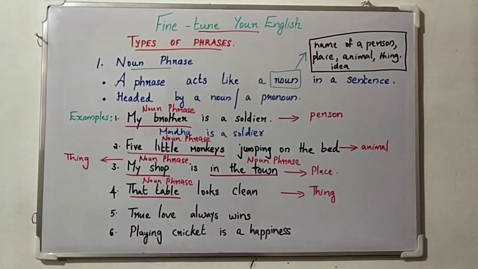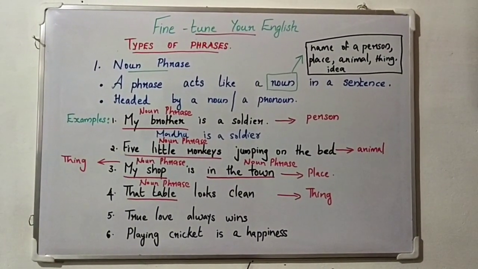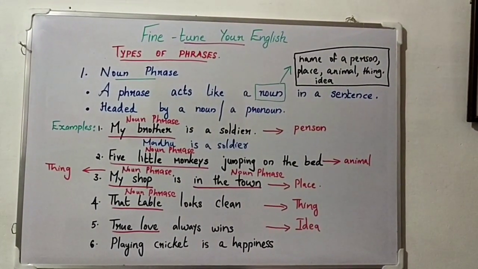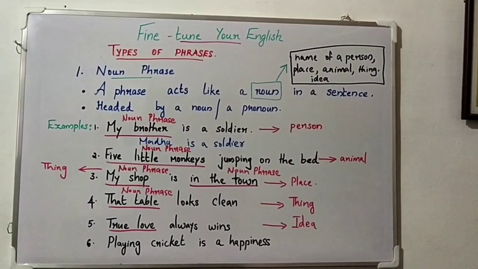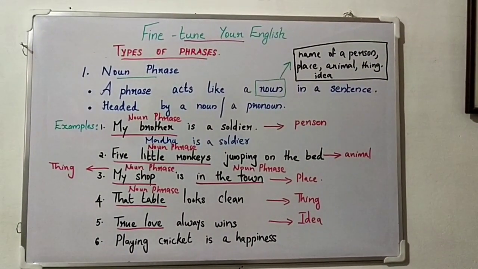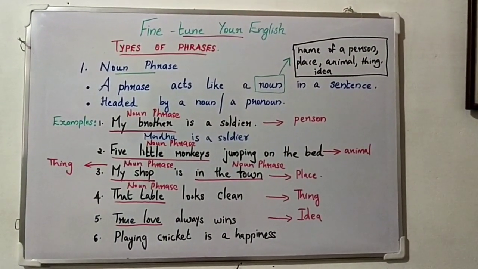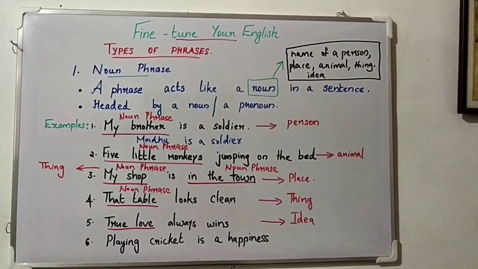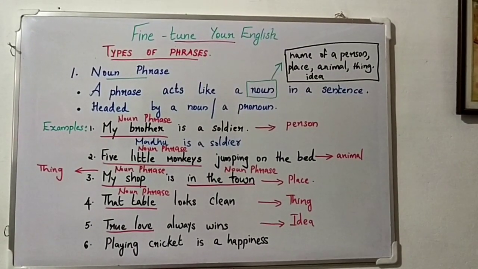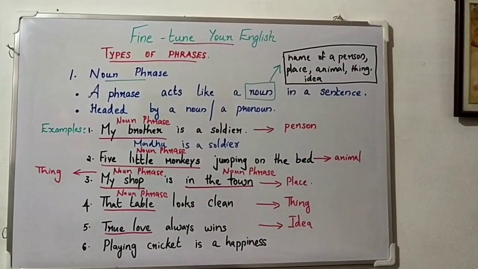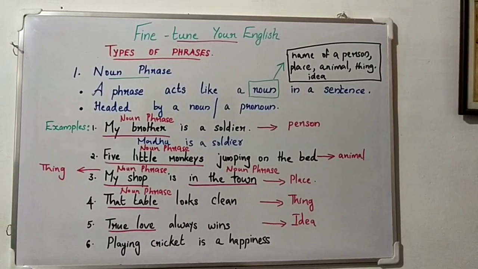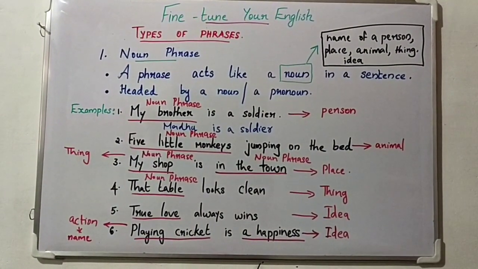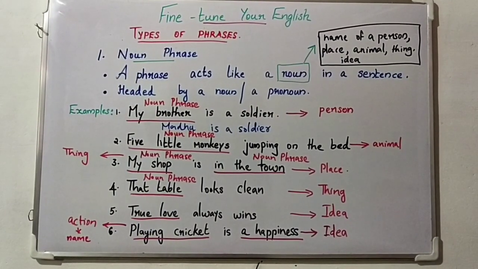Then see the fifth example. True love always wins. True love is the subject here. So it is referring to an abstract idea. True love is the abstract idea. And we know a subject must be a noun. Here in the sentence, the noun is true love. So it is a noun phrase referring to an idea, and it is a combination of an adjective, true, and the noun, love.